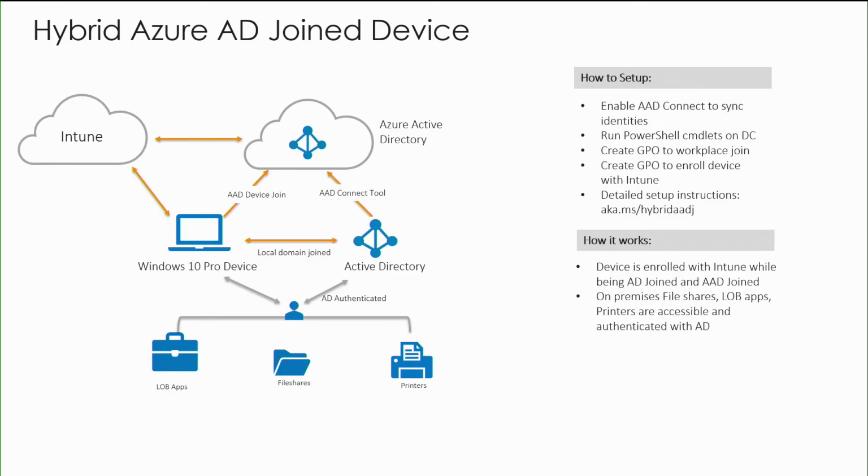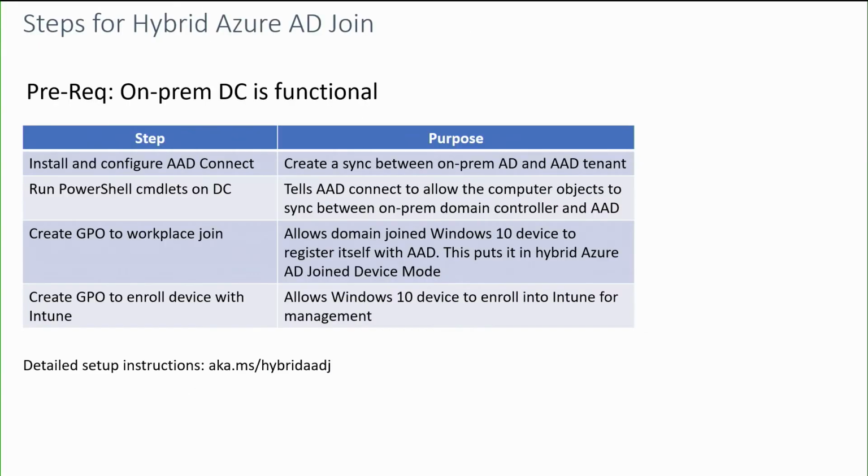But really, what we want to take away from this slide is that this configuration enables you to get the best of Intune management over your device. So you get centralized management, you get the ability to manage all of these Pro devices essentially, but you also have the ability to now access line of business applications, printers, and file shares with this configuration.